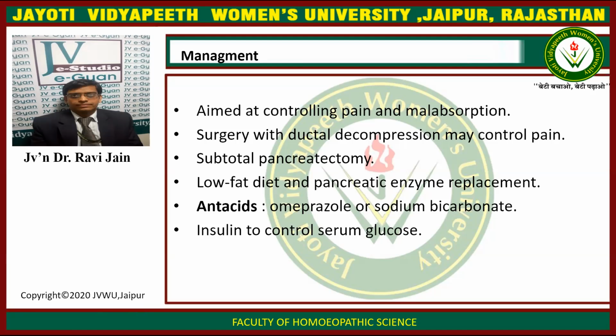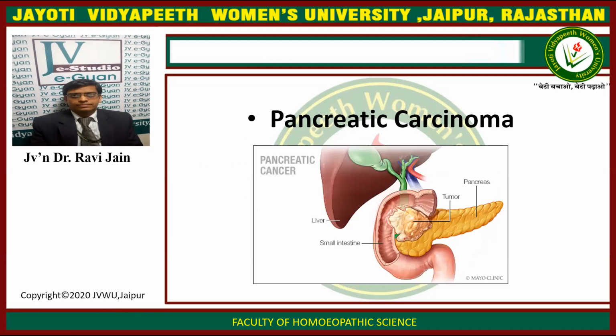The antacid treatment consists of omeprazole and sodium bicarbonate. Insulin is usually given to control the serum glucose. So, for acidity we have antacids, insulin in case of diabetes, and a low-fat diet. So, this was all about chronic pancreatitis.